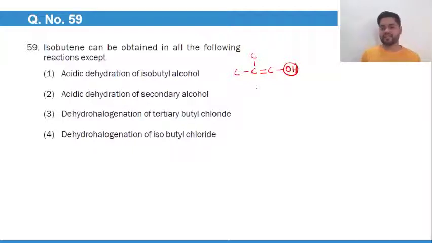Acidic dehydration of a secondary alcohol. Let us take any secondary alcohol. Here I am taking butan-2-ol. If you do the elimination, OH will go from here and you can form a double bond over here or the double bond over here. Either one can be formed, but none of them will give you an isobutylene structure, and hence the best option for 59 is option number 2. This option will not give you isobutylene in the product.